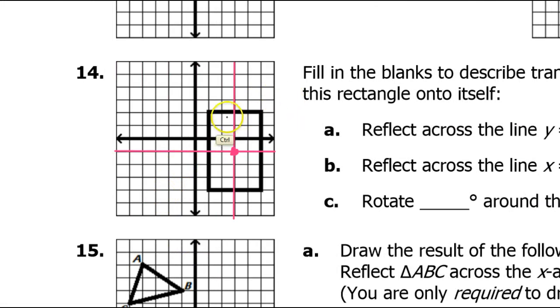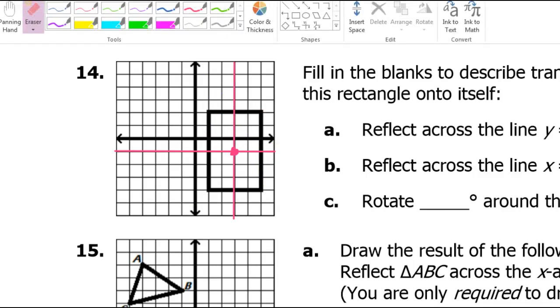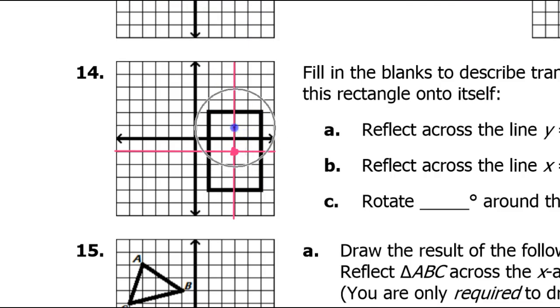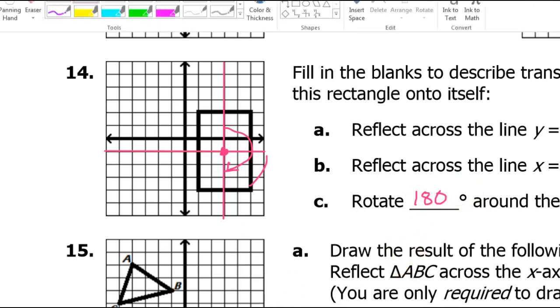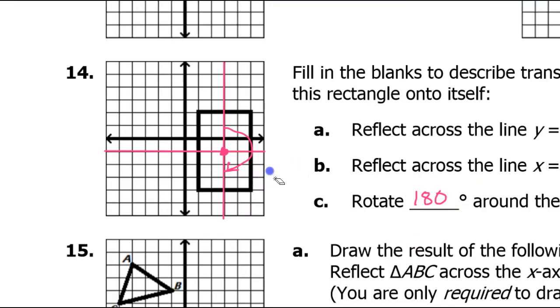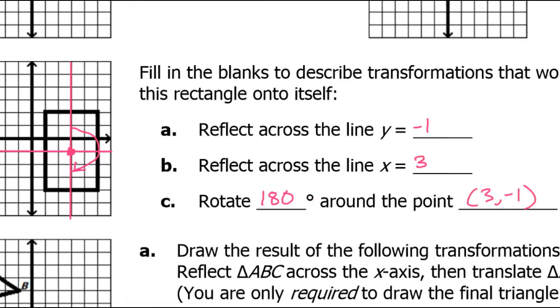Now, if I rotated 90 degrees, I'd be turning the rectangle sideways. It would not look the same anymore. It'd be like that. So, the only way the rectangle is going to look the same again is if I turn it upside down. And of course that would be 180 degrees. If I just flip it upside down, it'll be a vertical rectangle again. So we're talking about 180 degrees. Okay, so that's it for number 14.